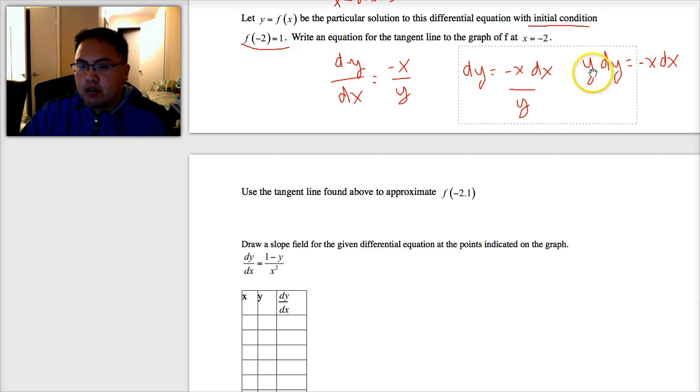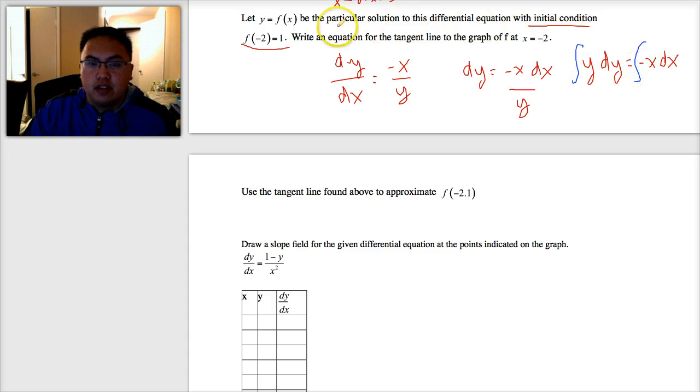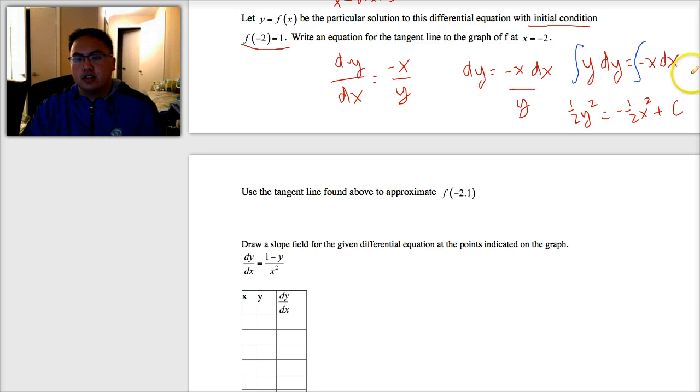From this step, you remember, how do I get rid of these dy's and dx's? I took the antiderivative. I'll use a different color. So I'll take the antiderivative of this, and I'll take the antiderivative of this. The antiderivative of y is just half y squared. And the antiderivative of -x is just -half x squared. And remember, they both have a plus c. I'm just going to use the plus c on this side. Are we still okay? Yeah.